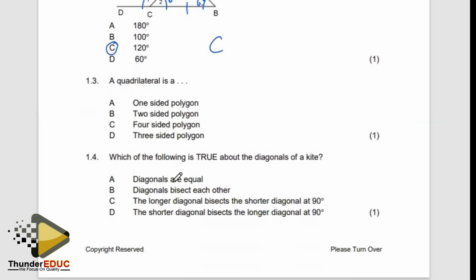Then a quadrilateral is quad. Quad means 4. Lateral means sides. So 4 sides. So a 4-sided polygon, which is C.